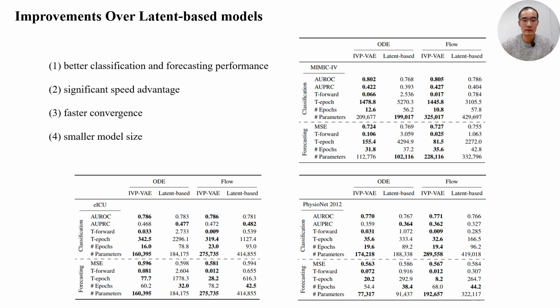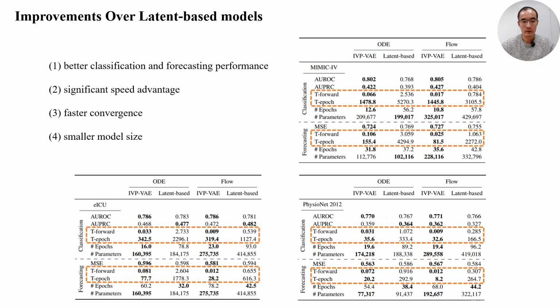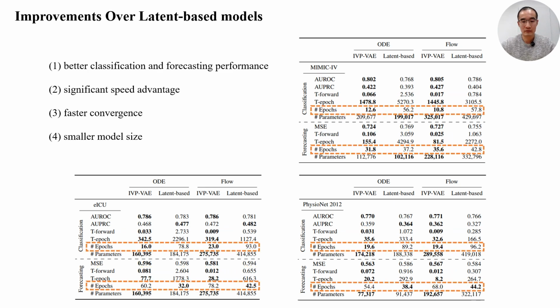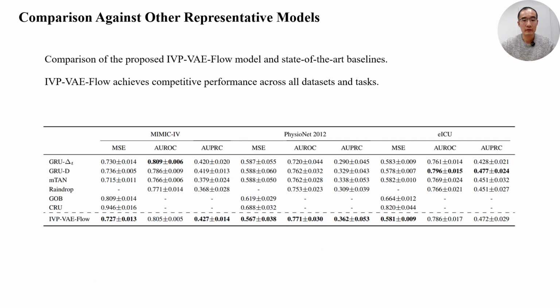Corresponding to latent ODE and latent flow, we evaluate IVP-VAE with 2 types of IVP solver. From the result, we can see that our model can achieve better classification and forecasting performance, a significant speed advantage, faster convergence, as well as a smaller model size. Here is the comparison against the state-of-the-art baselines. We can see that our model achieves competitive performance across all datasets and tasks.